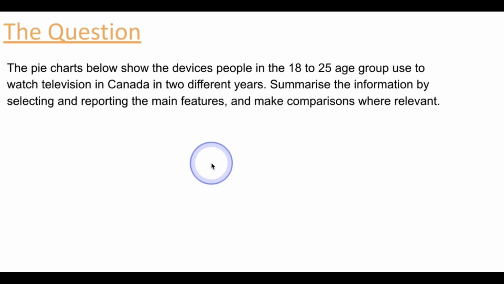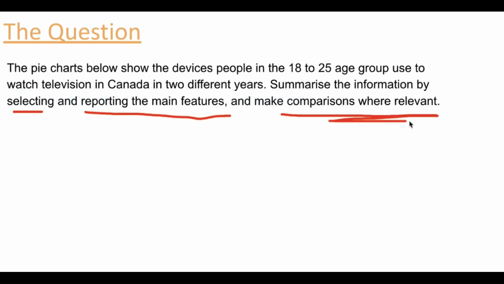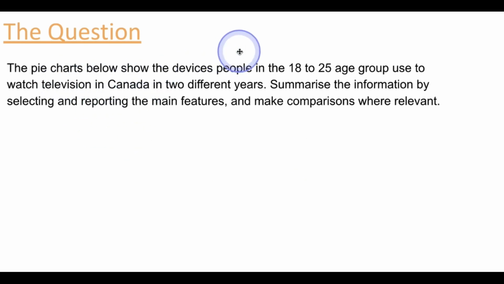Okay then, so we have the same instructions. We want to select and report the main features and make comparisons where relevant. Just like the last one, we're not going to pick on everything. We're just going to take the striking pieces of information and report them back. And notice that we're not commenting on why things are happening in task 1. That's not the question. Opinions are not required. It's just reporting back.